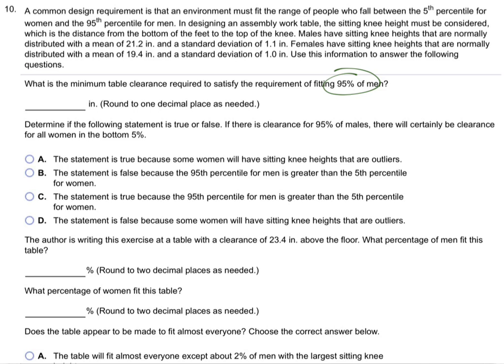Is it normal or inverse normal? This is a pretty typical one, right? Yeah, they're giving me the percentage, so it's inverse norm, right? So it's inverse norm. And what's left of that spot? Would it help if I draw a curve? Yeah.